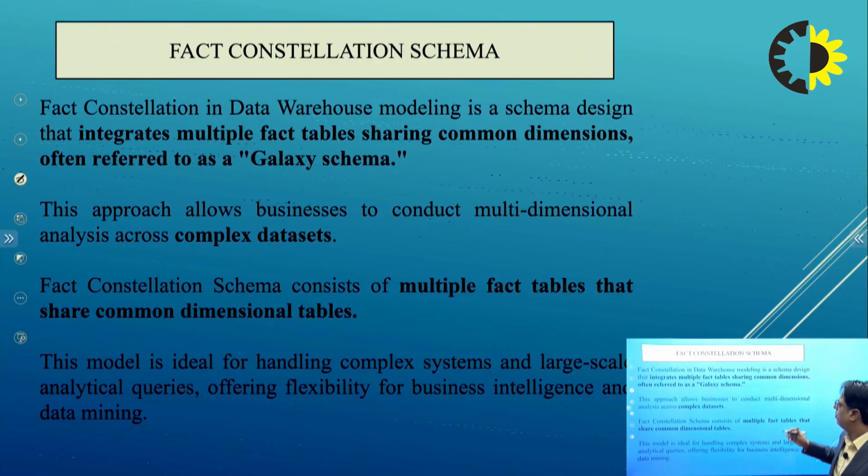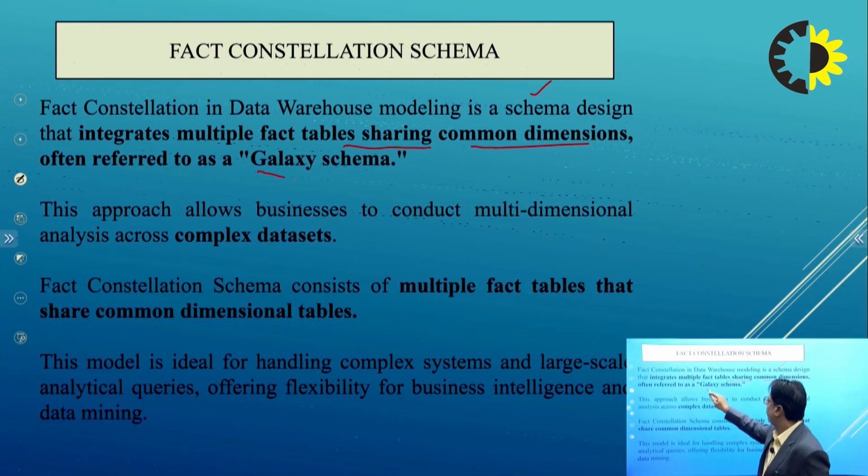Now, third one is fact constellation schema, multidimensional models. Fact constellation schema integrates multiple fact tables. In the previous Snowflake and star schema, we use only one fact table situated in the center of the multidimensional architecture. But in the case of fact constellation schema, more than one fact table is used in the architecture. It integrates multiple fact tables sharing common dimensions, often referred to as a galaxy schema.